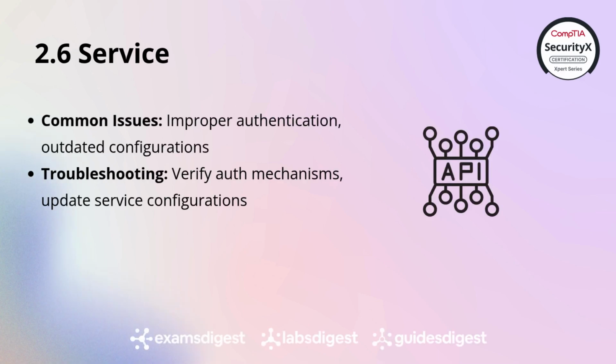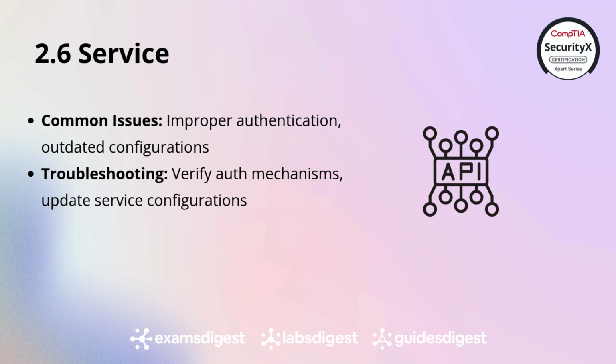Services like web applications and APIs require proper access controls to prevent unauthorized access and data breaches. Troubleshooting service access issues involves ensuring that authentication and authorization mechanisms are correctly configured and that services are regularly updated to patch any vulnerabilities.